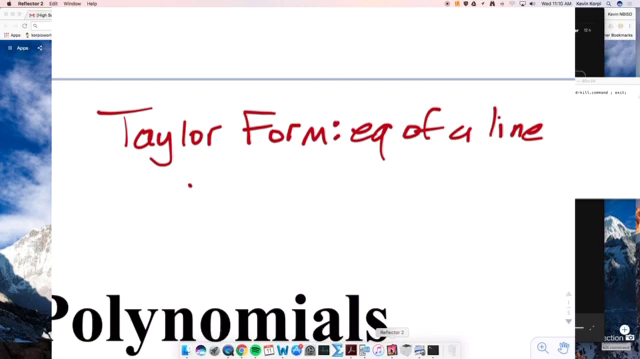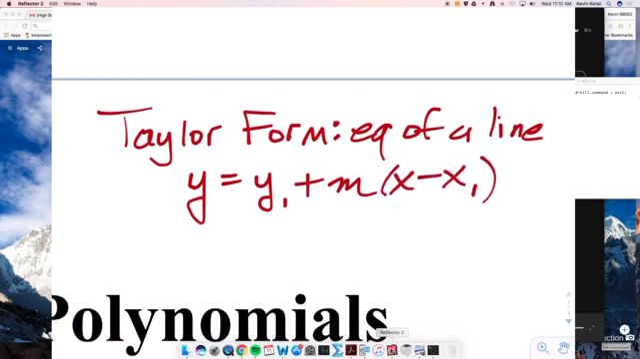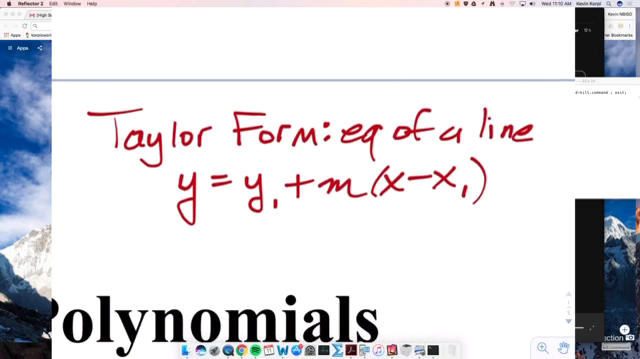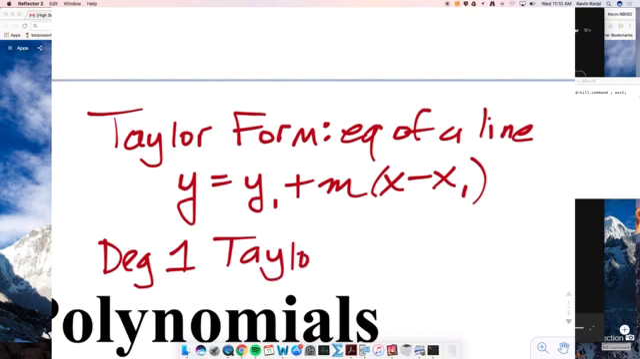And remember, it's y equals y sub 1 plus the slope m times x minus x sub 1. And so that is really just the point slope formula that is solved for y. But Taylor form, the equation of a line, ends up being a degree 1, or first degree, Taylor polynomial. There are Taylor polynomials of higher degree than degree 1.